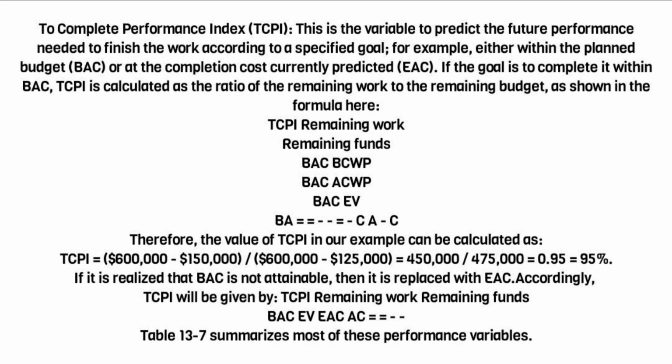If it is realized that BAC is not attainable, then it is replaced with EAC accordingly. TCPI will be given by TCPI equals remaining work over remaining funds, equals (BAC minus EV) over (EAC minus AC). Table 13.7 summarizes most of these performance variables.